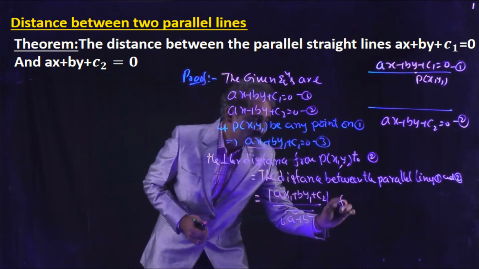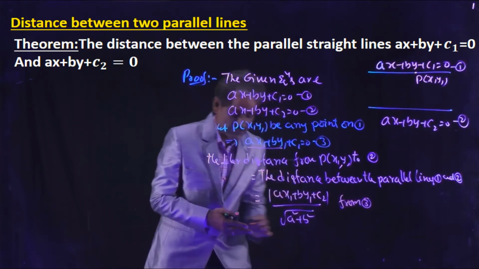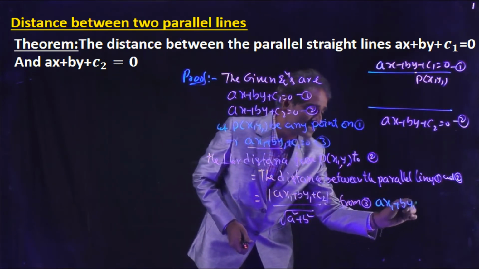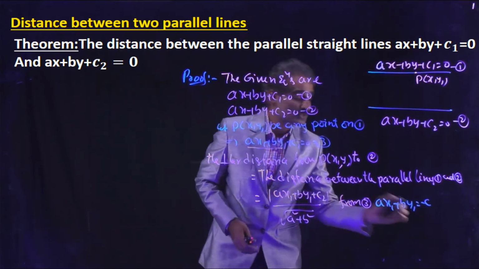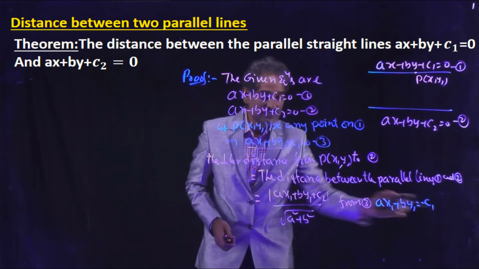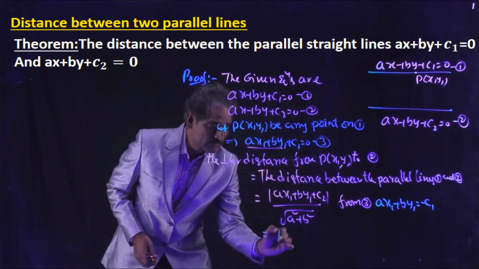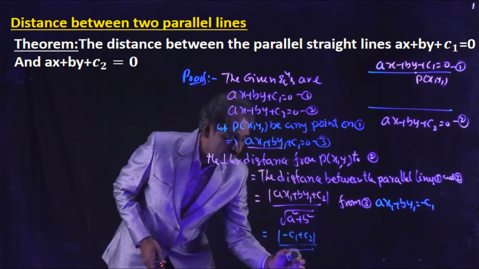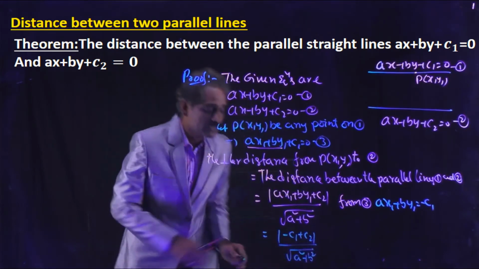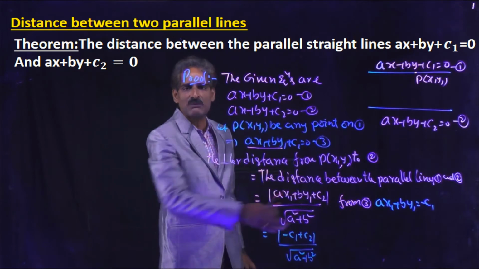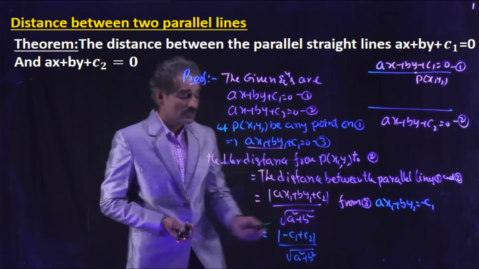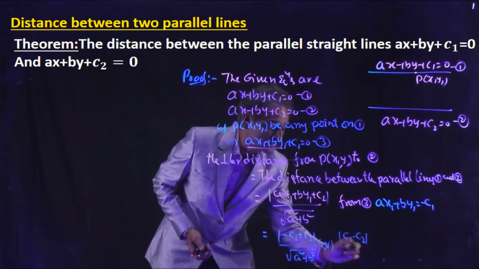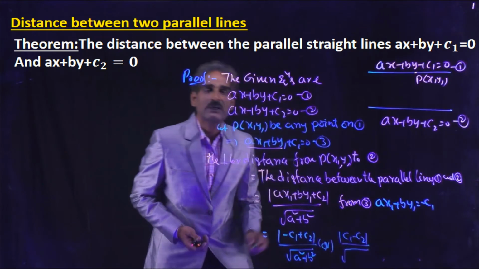So from equation 3, ax1 plus by1 is equal to minus c1. So replace this by minus c1 here. We will get modulus of (minus c1 plus c2) by root of a square plus b square. Here we can write c2 minus c1 or c1 minus c2, modulus is there, or modulus of c1 minus c2 by root of a square plus b square.